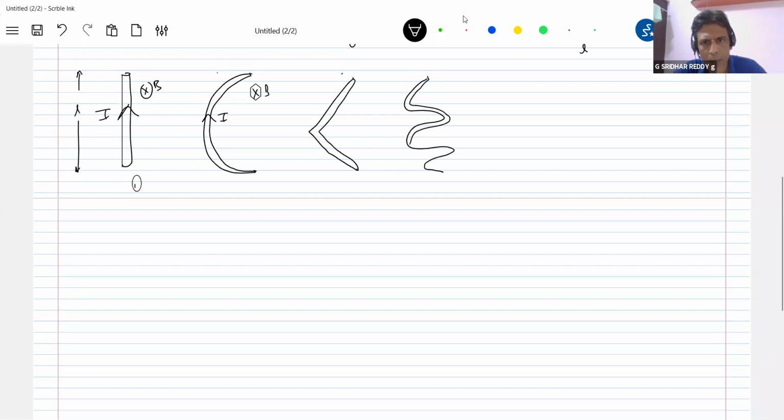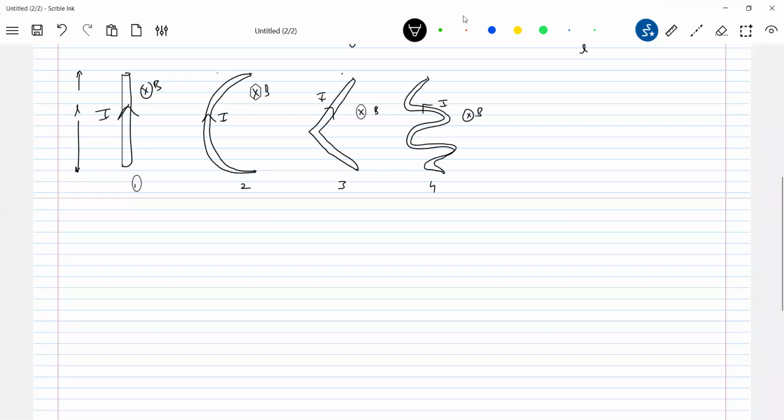Look at the arbitrary shape conductors here. So there's a 2, 3, and 4. In all the cases, let I be the current. Then B bar is... what about the force exerted by the field on this current carrying wire? In all the cases, it is the same. In all the cases, it is going to be the same.